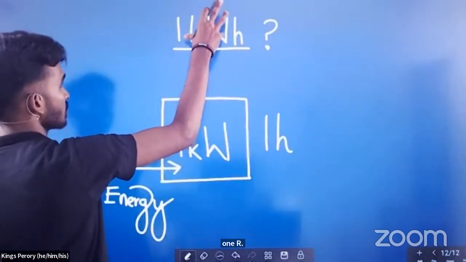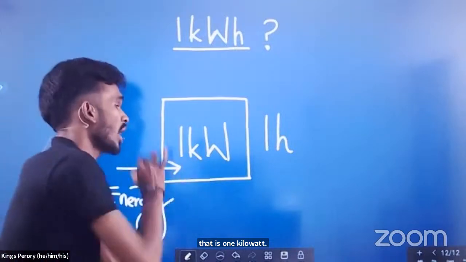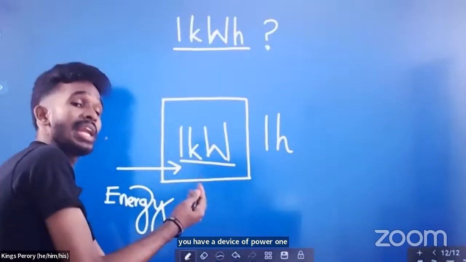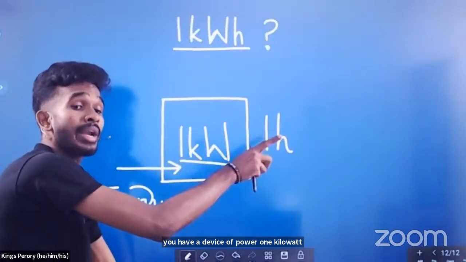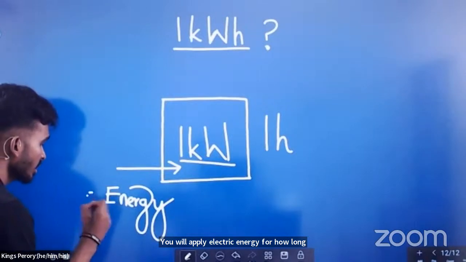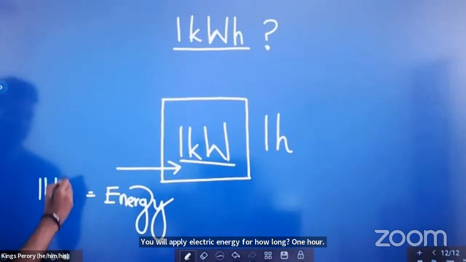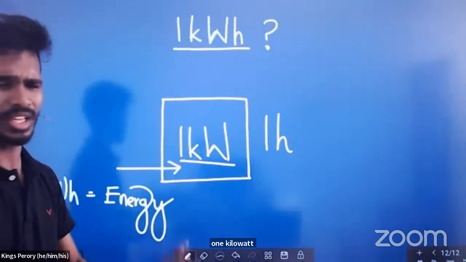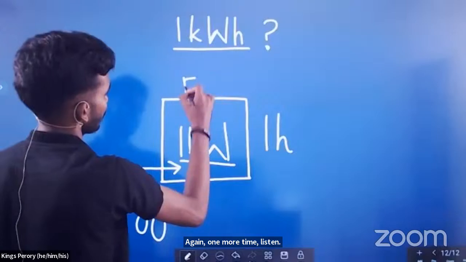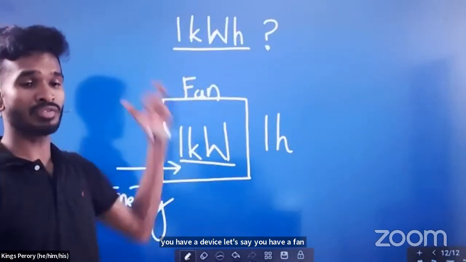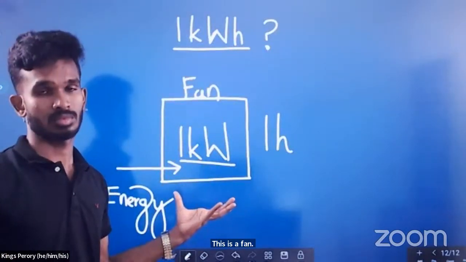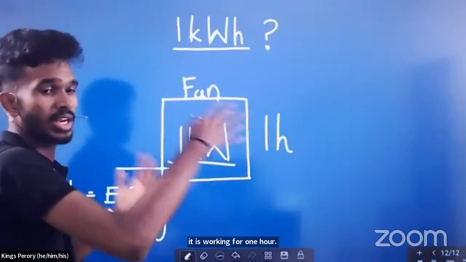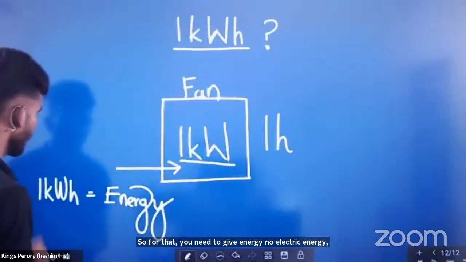Again, what does 1 kilowatt hour mean? You have a device of power 1 kilowatt. You supply electric energy for how long? 1 hour. The amount of electric energy you are supplying is 1 kilowatt hour. Again, one more time, listen. Let's say you have a fan. Power of the fan is 1 kilowatt. It is working for 1 hour. So for that, you need to give electric energy, no? How much you are giving is 1 kilowatt hour.